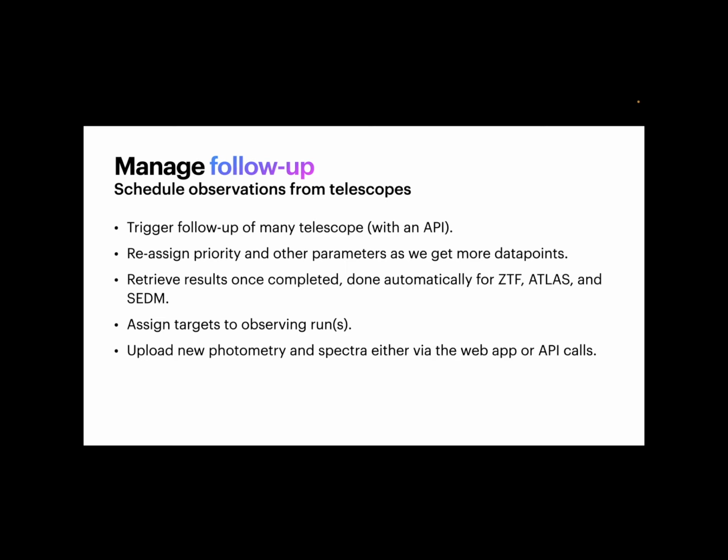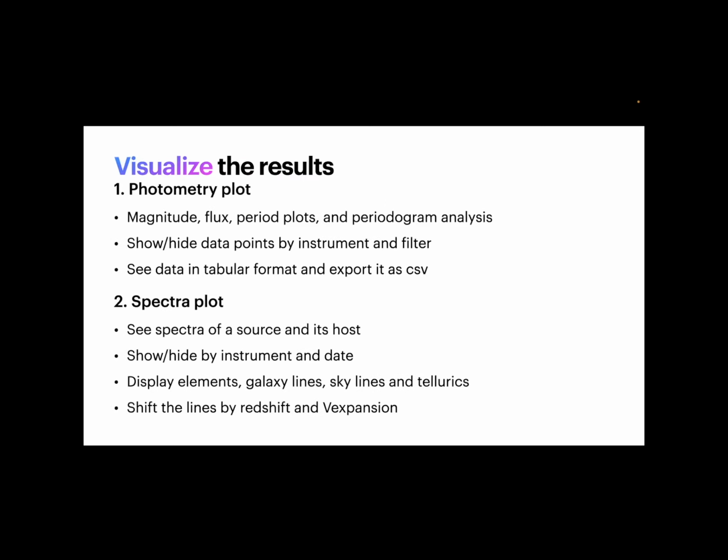And we also have a concept of observing run where you do not need to necessarily have an instrument that gets your request programmatically, but you can assign targets with priority and generate some quick observation plans to see which one you should observe. And when all of this is done, you can upload new photometry either via the front end or automatically as part of your instrument's pipeline.